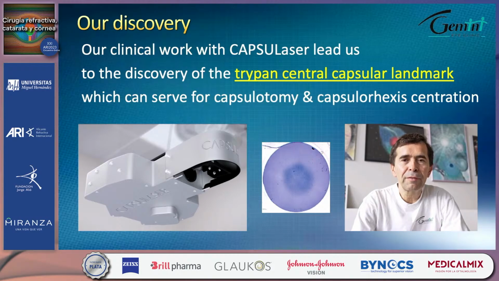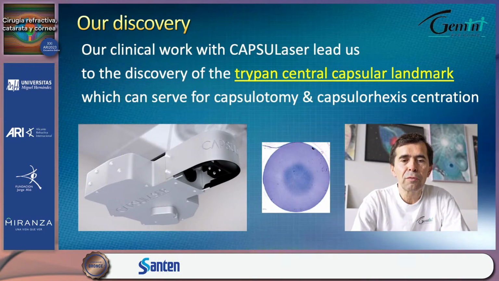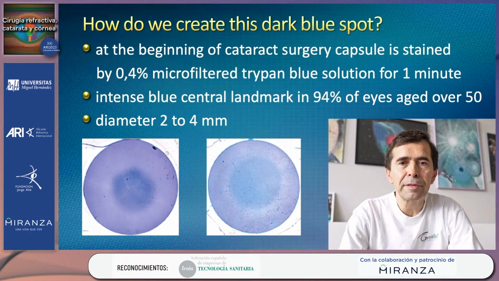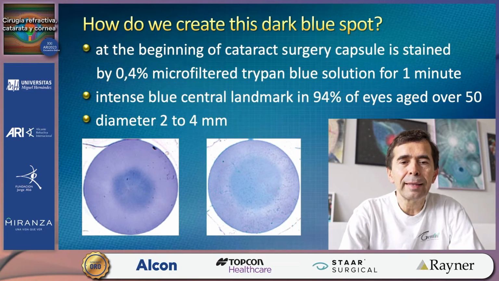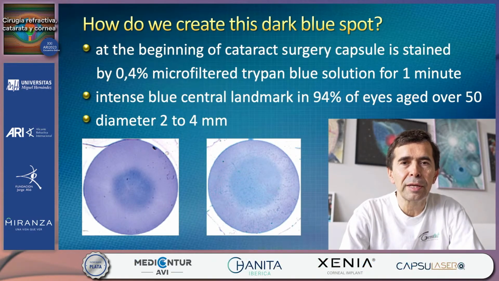Our clinical work with capsulotomy led us to a discovery of the center trypan capsulotomy landmark, which we use for capsulotomy or capsulorhexis centration. How do we create this dark spot at the anterior capsula? We stain it with 0.4 micro-filtered trypan blue for about 1 minute, and in 94% of patients aged over 50, we see this very nice dark spot right in the center of the capsule.